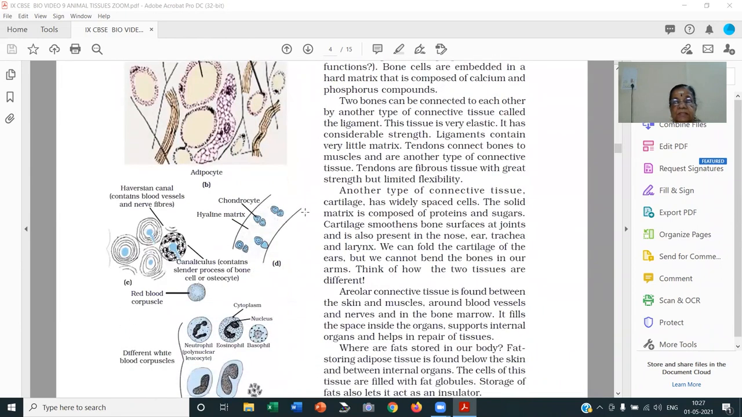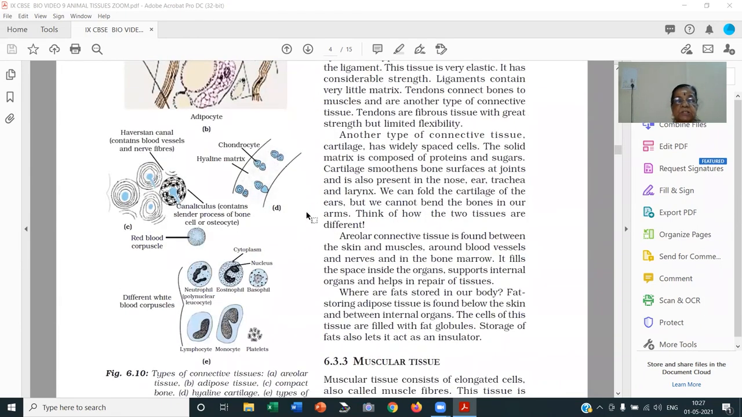The next one is about adipose tissue. Fat-storing adipose tissue is found below the skin and between the internal organs. The cells of the tissue are filled with fat globules, for storage of fat, and it lets it act as an insulator. I hope you understand. So this is for adipose tissue.